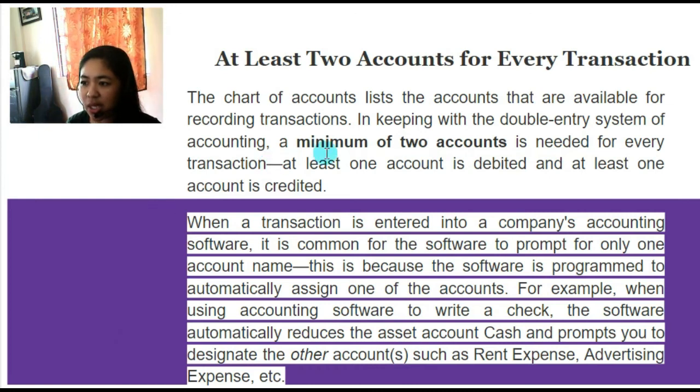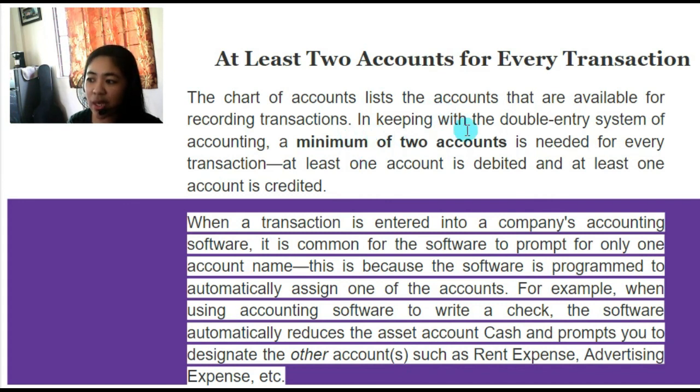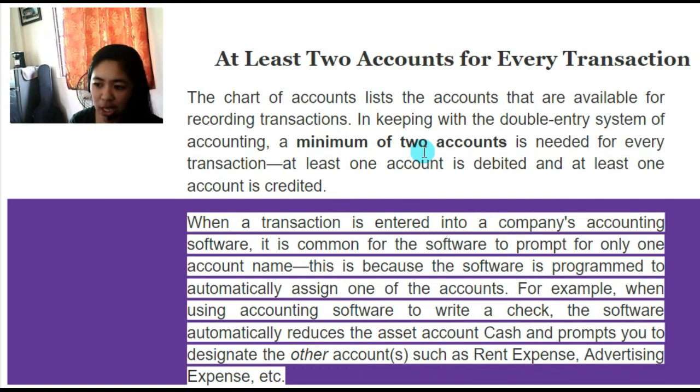So we have here at least 2 accounts for every transaction. So you remember our double entry system from the last sessions. So you can visit it in our classroom to review what is the double entry system. So here, the chart of accounts lists the accounts that are available for recording transactions. So in keeping with the double entry system of accounting, a minimum of 2 accounts is needed for every transaction. So at least 1 account is debited and at least 1 account is credited.